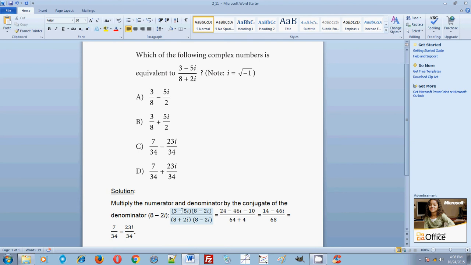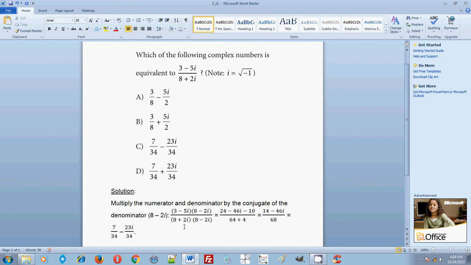Since negative and negative is a positive, that becomes 10, but i is going to be squared, and since i squared, as we talked about earlier, is equal to negative 1, 10 becomes negative 10. So the net sign is negative. Even though we had two negatives, the i squared creates a third negative sign, and 3 negatives together give you a negative. So 24 minus 46i minus 10 is the value in the numerator.